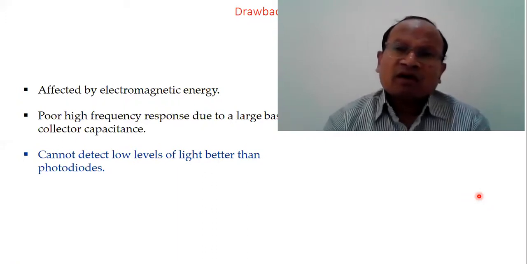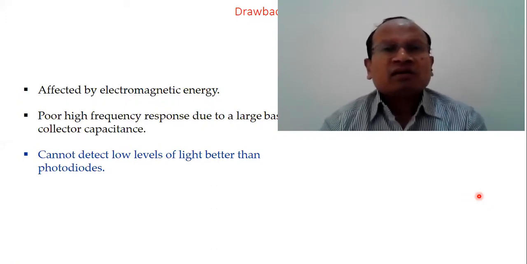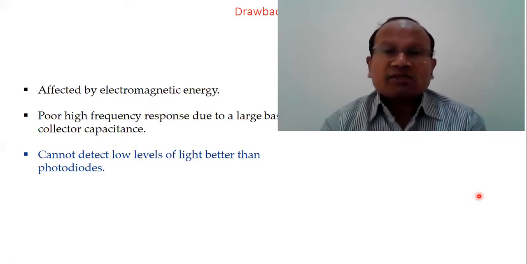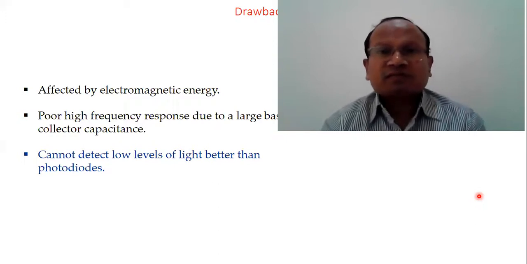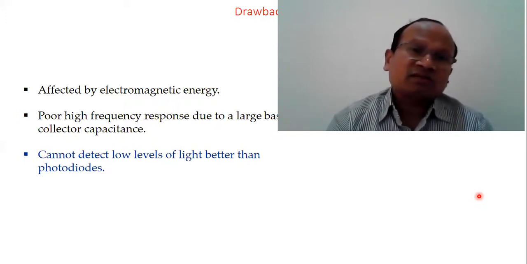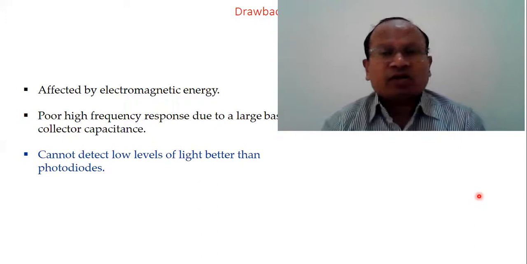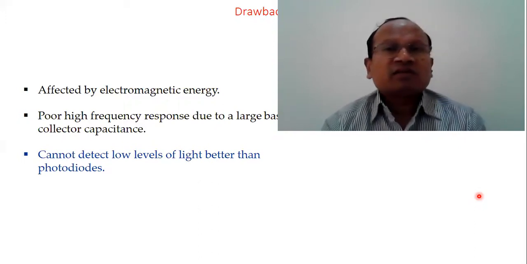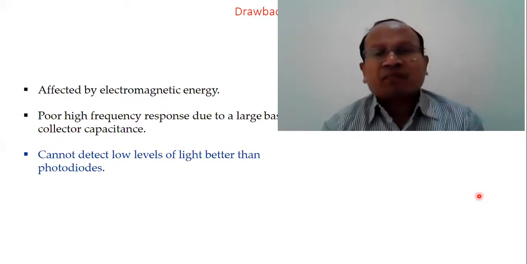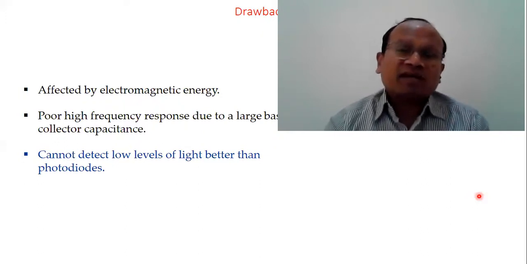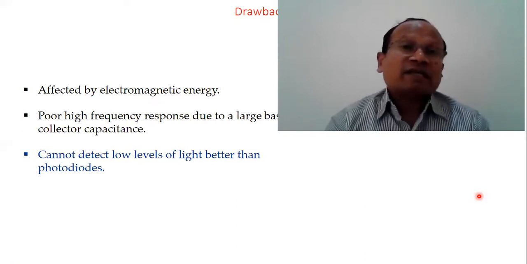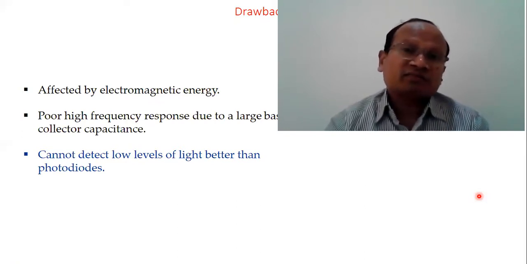So I think we can summarize this lecture now. This lecture is all about the phototransistor. Phototransistor is a device like a photodiode, though of course it's a transistor. Phototransistor is an example of an optical detector, a photodetector, which converts light signal into electrical signal.